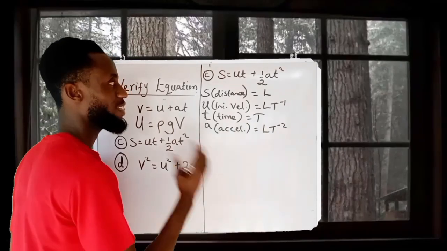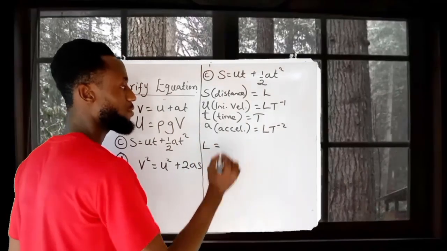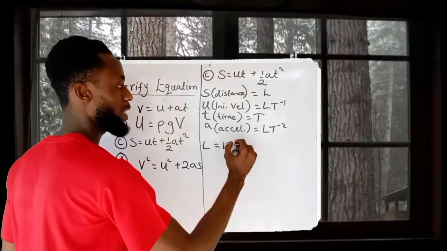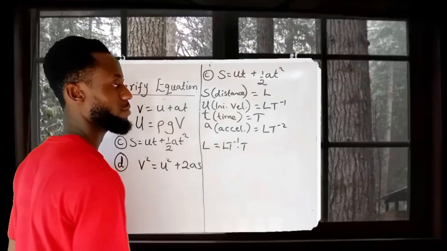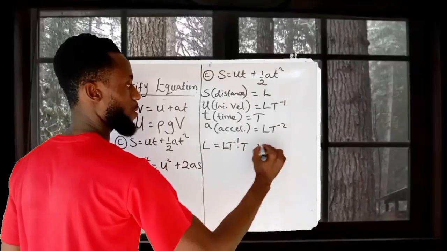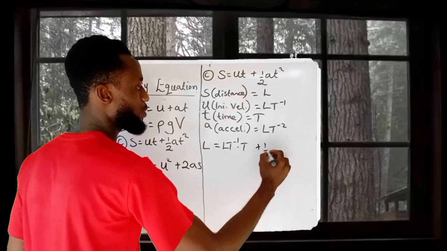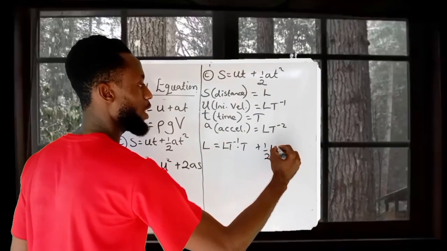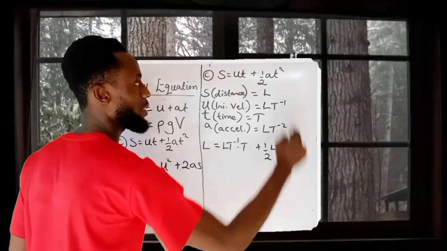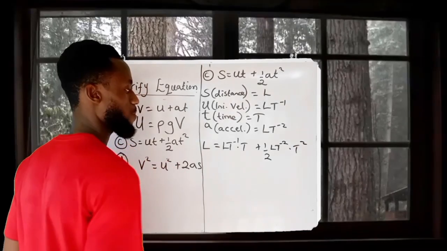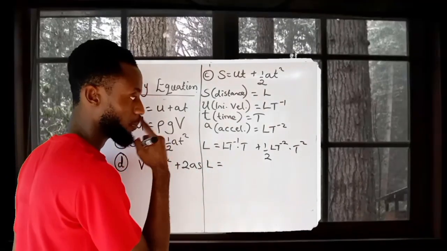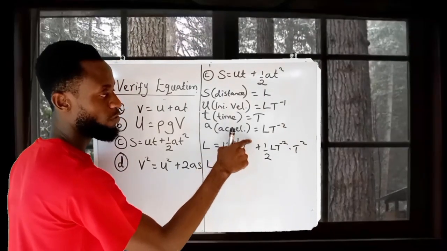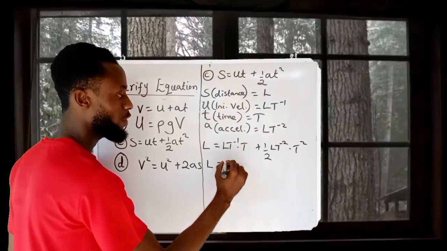Now that we know that, let's write everything on the left. On the left we just have L, and it will be equal to UT. Where U means LT^-1 multiplying time, plus one half, which is dimensionless, so it doesn't affect our calculation. It doesn't have L or T or anything. Acceleration is LT^-2 multiplying time squared, T squared. So what do we see? L becomes, with indices, this T has power of minus 1, this T has power of plus 1, so minus 1 plus 1 cancels out, giving you just L left.